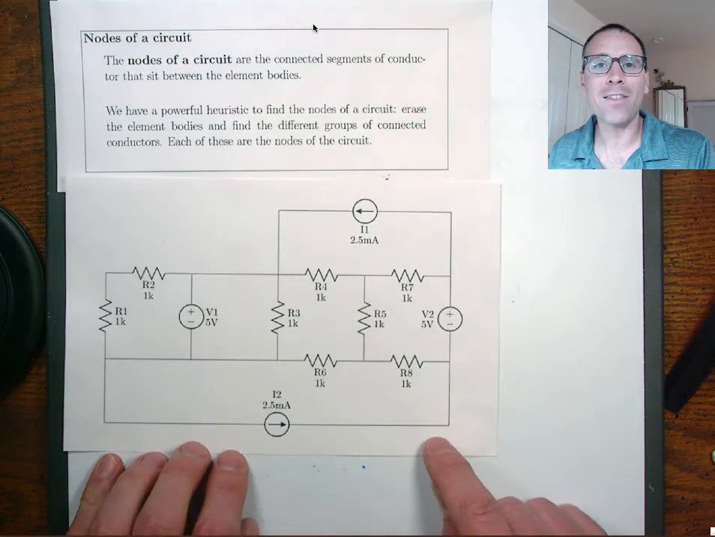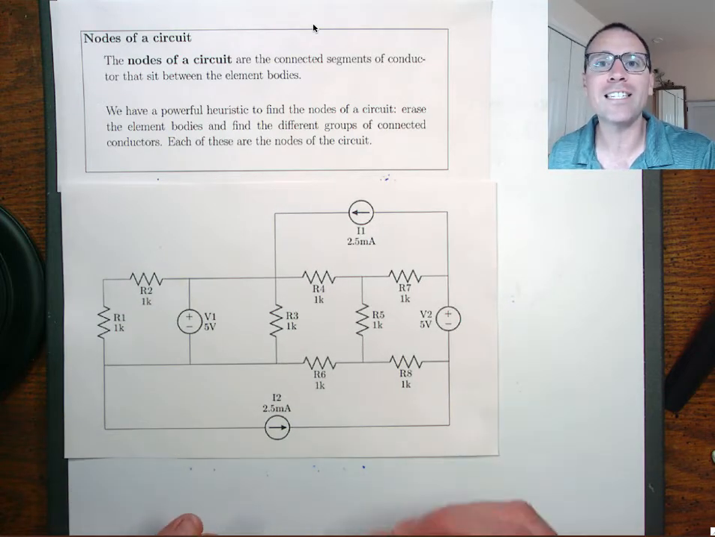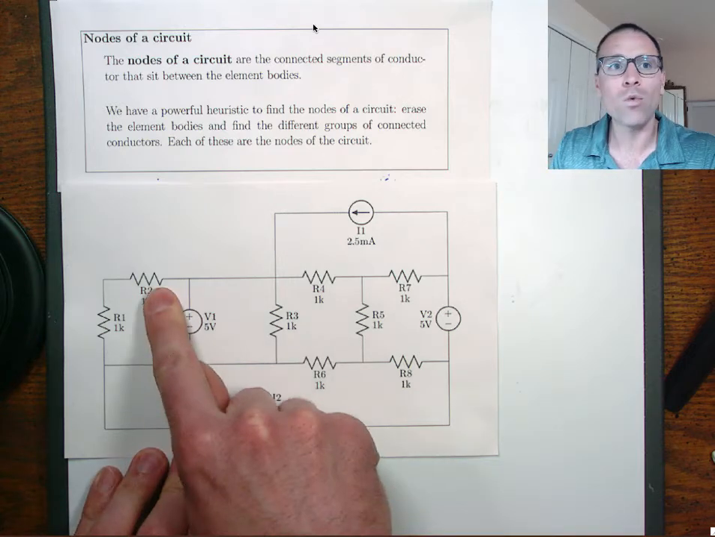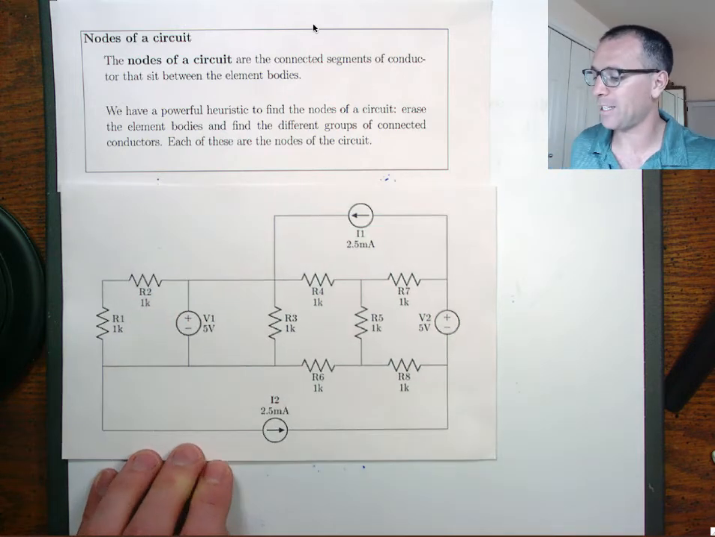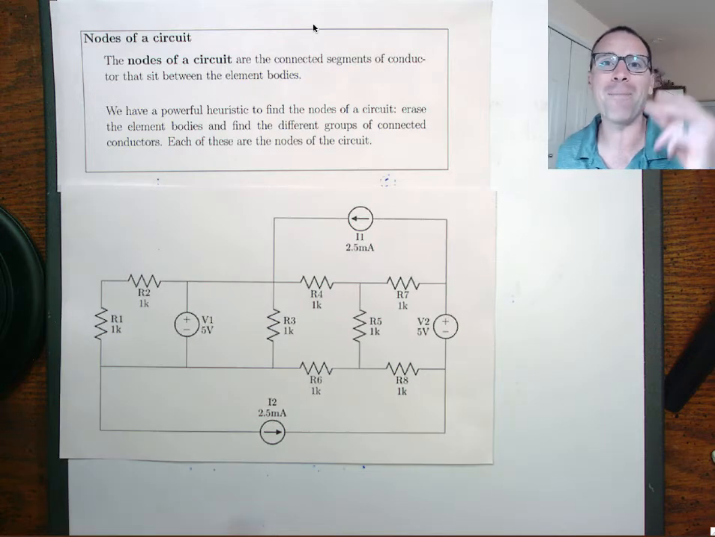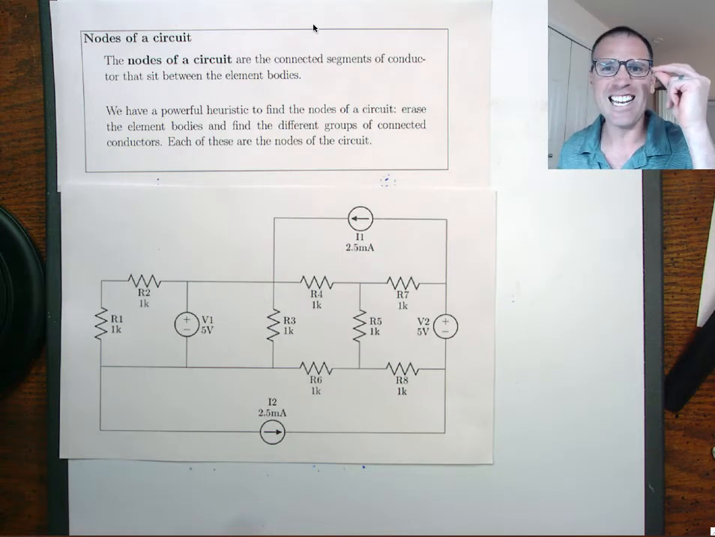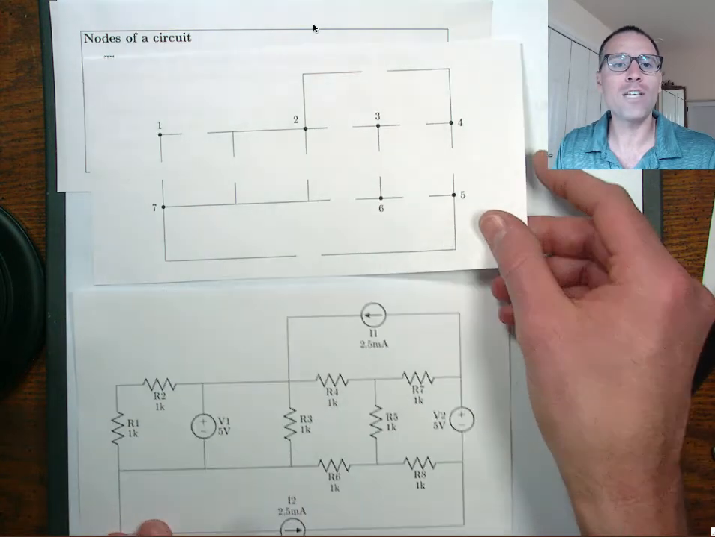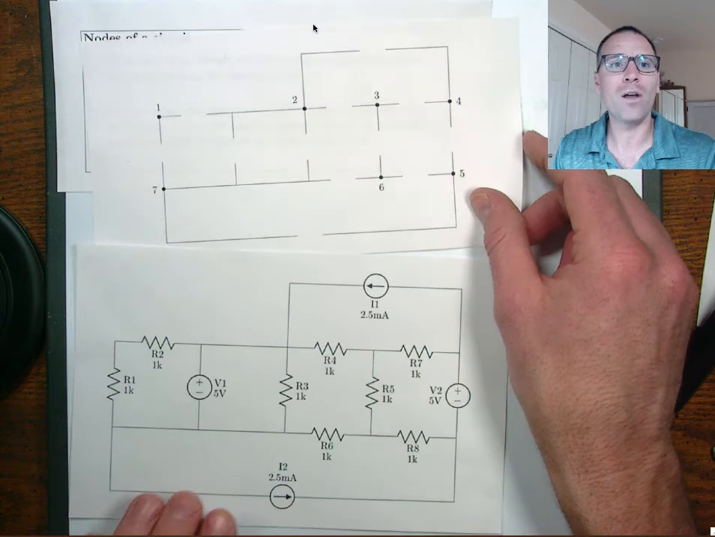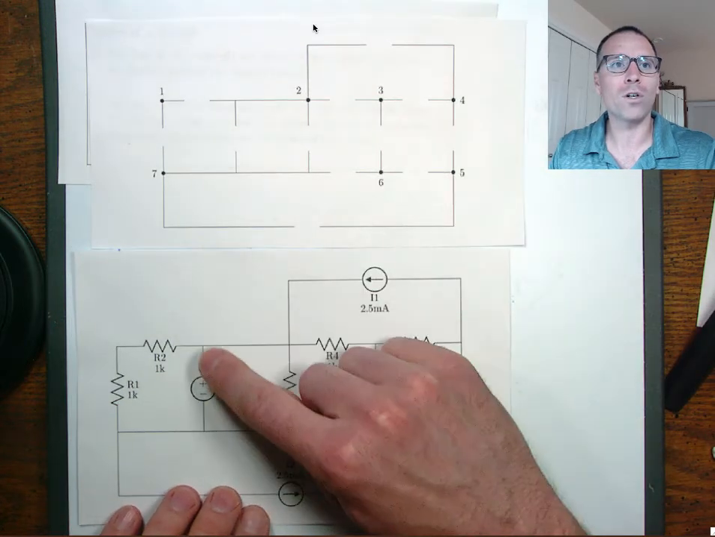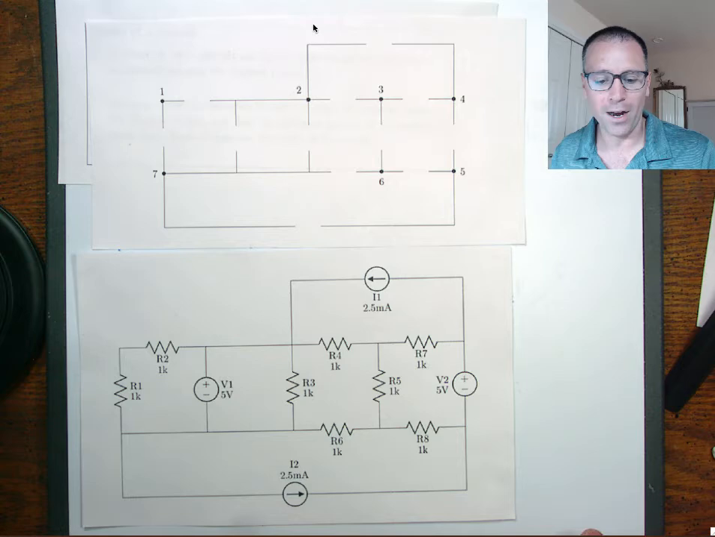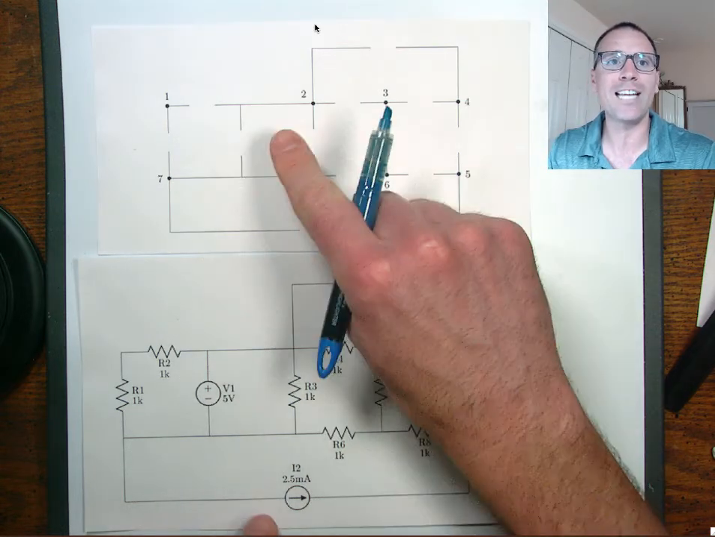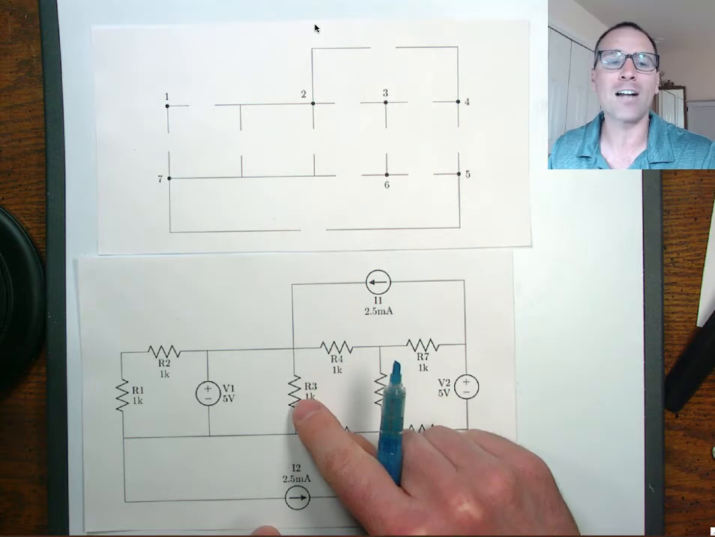In order to identify the nodes, remember the nodes are the connected segments of wires after I erase the element bodies, I need to erase all of these bodies and see what's left over. Now I'm going to be a little bit magic. Ready, steady, go. I can erase those element bodies and check that out. The nodes that are left over are the segments of wires that are there. I'm going to go ahead and color code these for you so that you can make a distinct connection between what's happening in the node heuristic and the actual physical circuit.